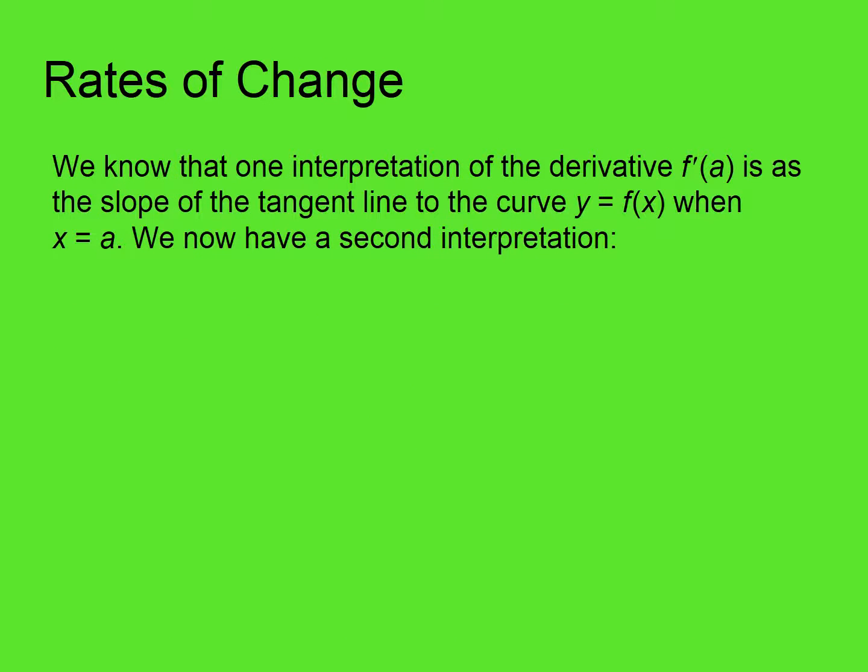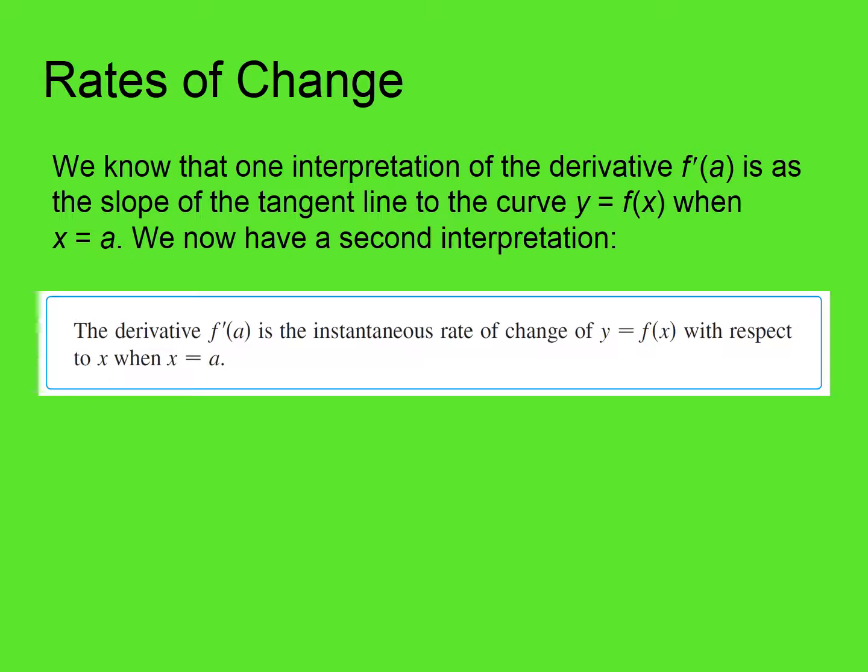We know that one interpretation of the derivative f prime of a is as the slope of the tangent line to the curve y equals f of x when x equals a. Slope of the tangent line. We now have a second interpretation. The derivative f prime of a is the instantaneous rate of change of y equals f of x with respect to x when x equals a. That's what f prime of a is. Of course, this could be a velocity, could be instantaneous rate of change of the position function, or it could be some other rate of change.